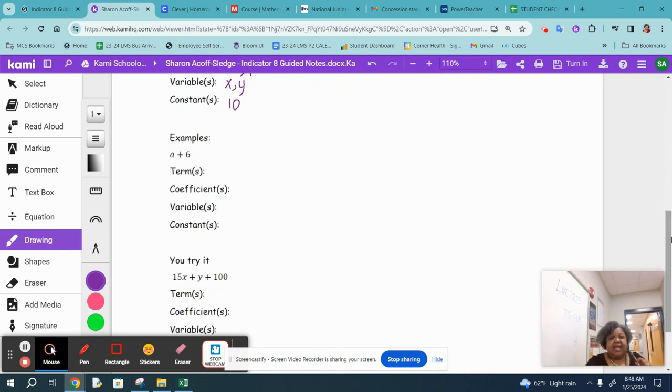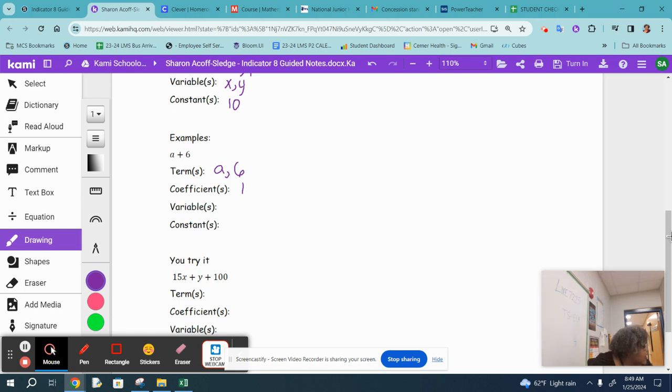Let's look at this next one, kind of a trick here. What are my terms? Separated by the plus sign. Okay. Coefficients. 6 is a constant. None? But I have a, a is a variable. What's the number in front of a? How many a's do you see? 1. So your coefficient is 1. Remember, when there's no number in front of that variable, the coefficient is 1. See, you won't ever forget that now.